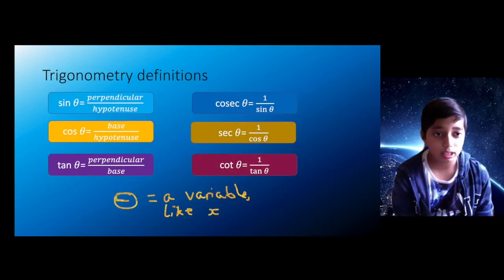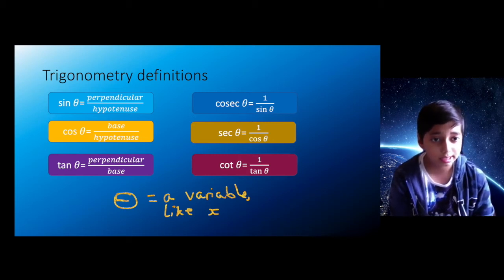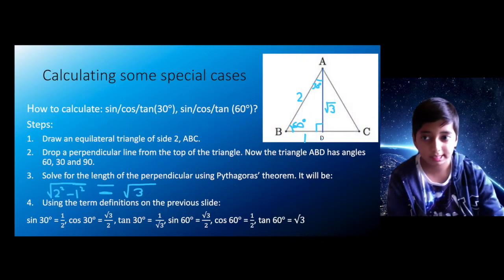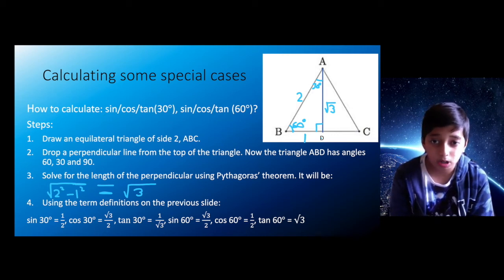These are the definitions of sine, cos, and tan of an angle. I have also added in cosec, sec, and cot that are related to them. So the sine of an angle is the length of the perpendicular divided by the length of the hypotenuse. Here is how you calculate the sine, cos, and tan of a few angles.